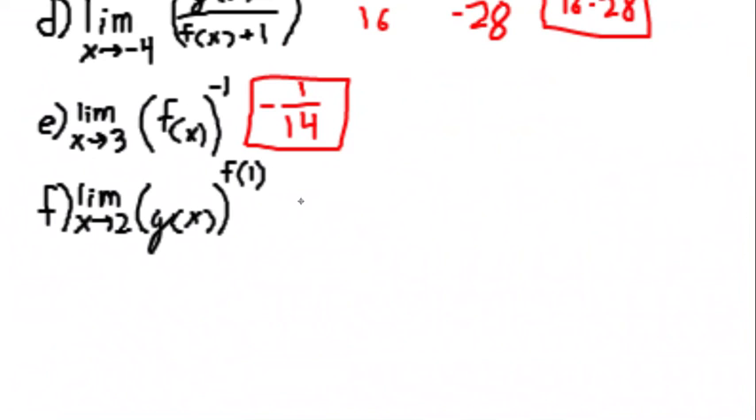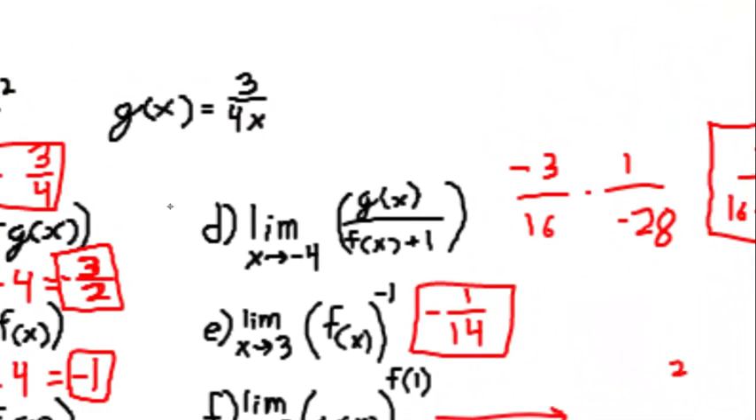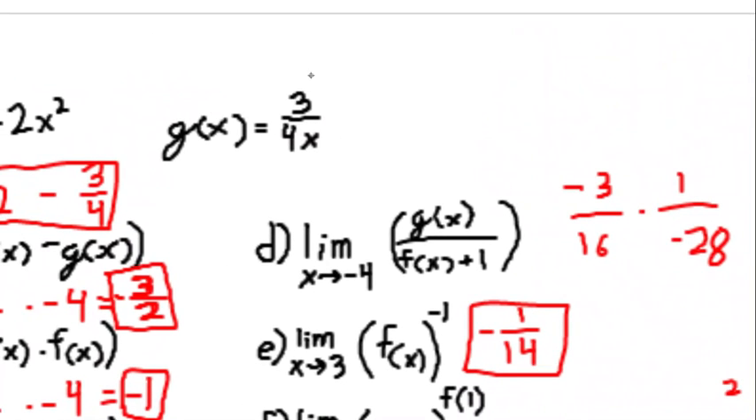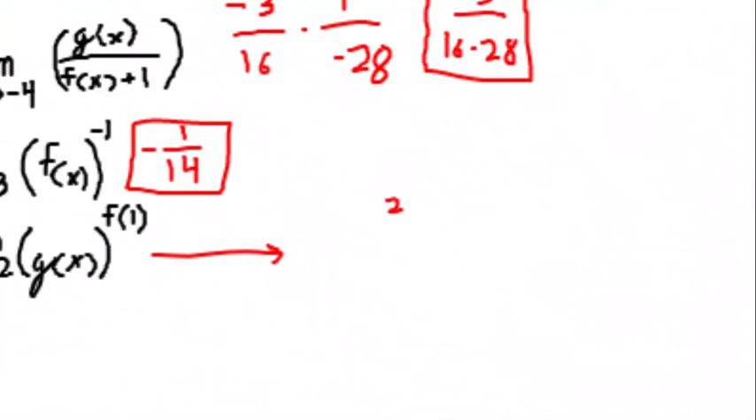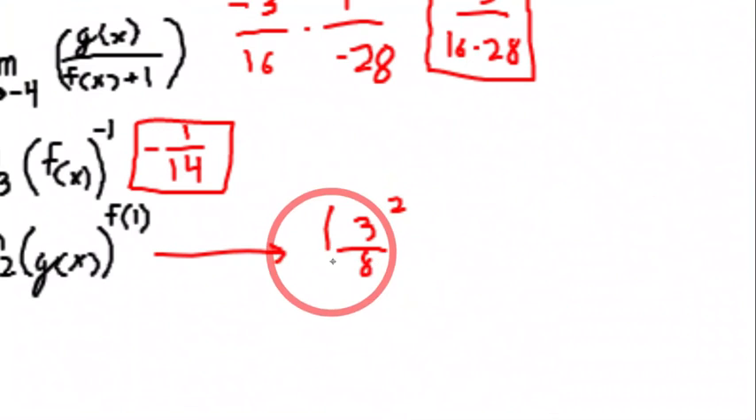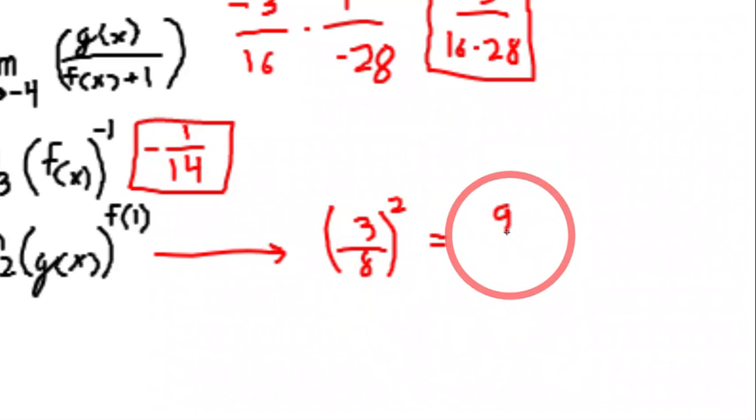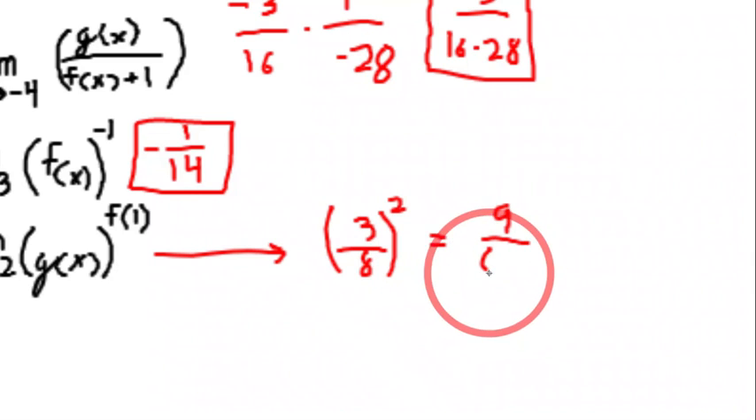So your power, I'm going to draw an arrow to signify I'm rewriting this out here, 2. Something is being squared. So now let's evaluate g of 2. 3 over 4 times 2 is the same as 3 over 8. And remember, the entire fraction is squared. And again, you can leave it here if you want to, but this is a pretty easy simplification. So this will be 9 over 64, and that is your final answer for this.